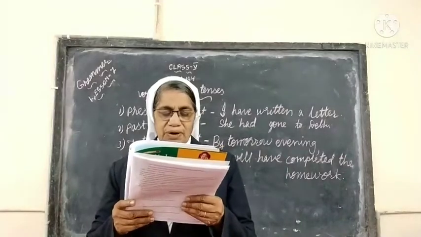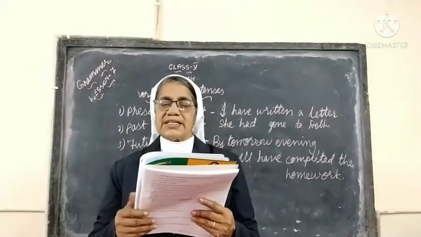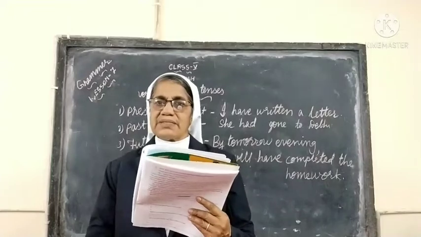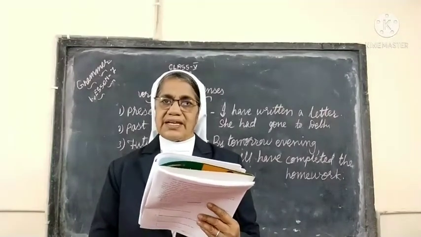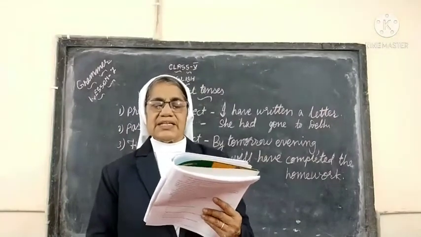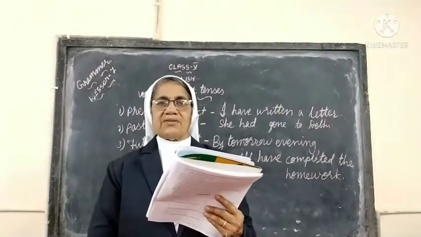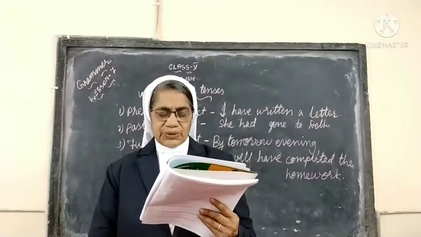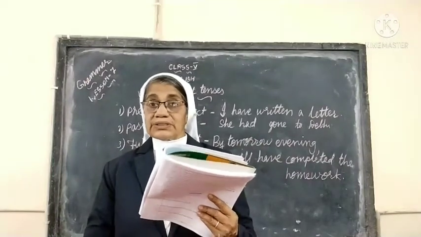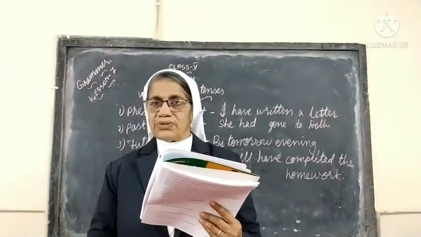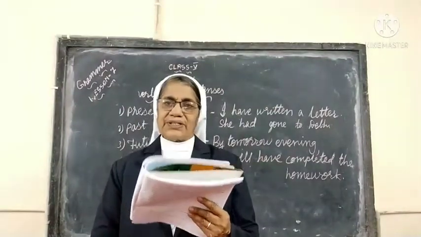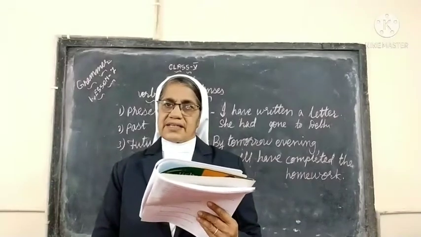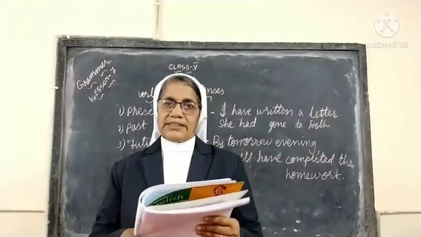And Mary has gone home at 4 o'clock. That is wrong because time is mentioned here. What is the time here? 4 o'clock. If time is mentioned of the action, what will we do? We should use only past tense. Mary went home at 4 o'clock. That is the correct sentence.